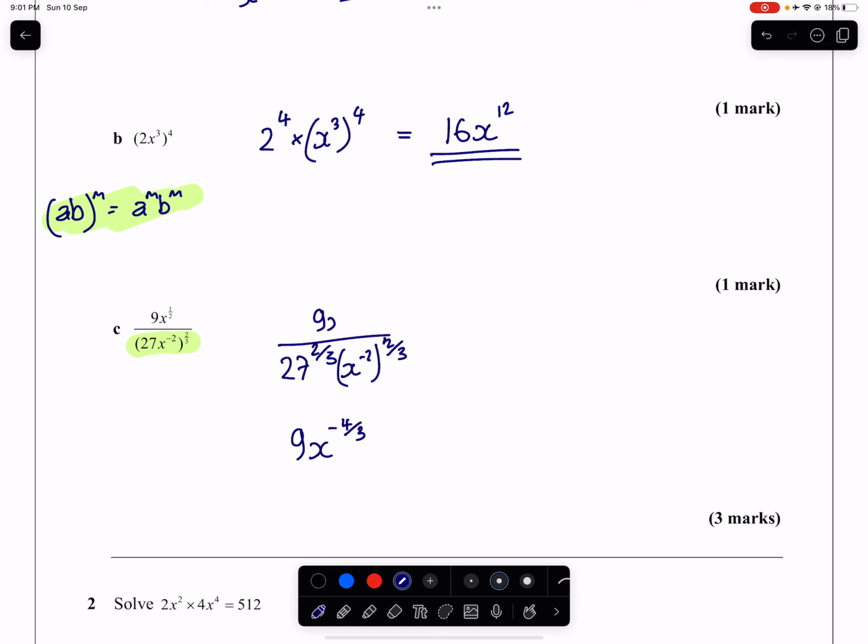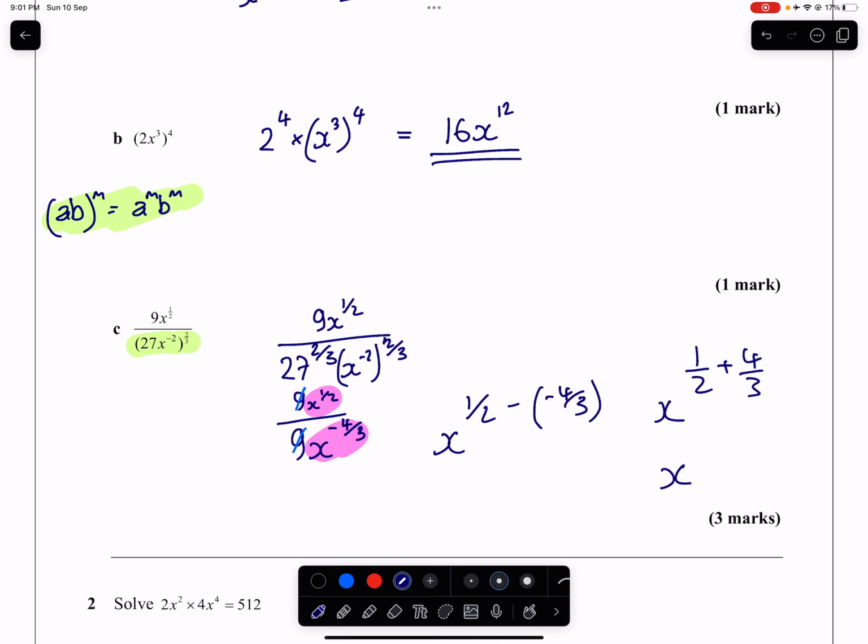All the while on the top we still have this 9x to the power of half. So here we have a 9x to the power of half. What will happen is these 9s are then going to cancel, and what's left in terms of our x to the power of half all over x to the power of -4/3, we're going to end up subtracting those powers away from each other. So you're going to have x to the power of half take away a -4/3, which ends up giving us a half plus 4/3 in the power of x.